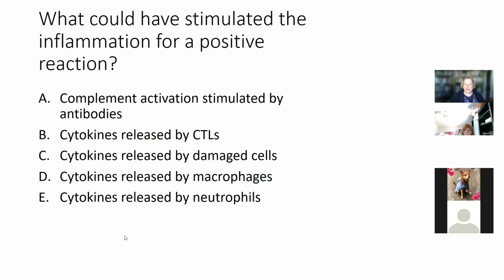But we're looking for those that are stimulating a positive reaction, an increased blister wheel. And so we're looking for things that relate to the adaptive immune system. So we're looking for antibodies, we're looking for CTLs. So we can eliminate these three, because damaged cells, that's part of the innate immune system.